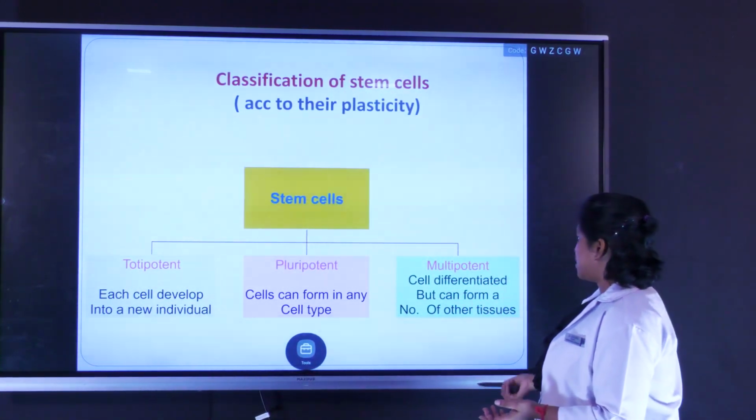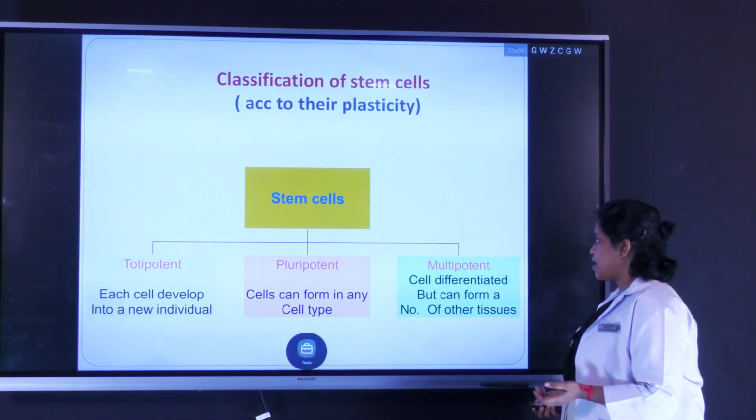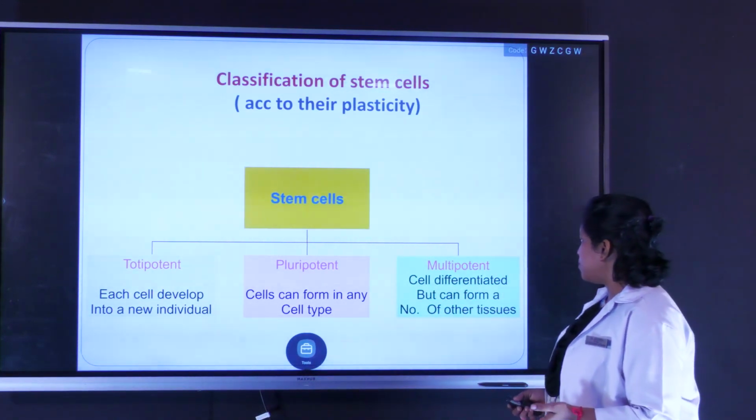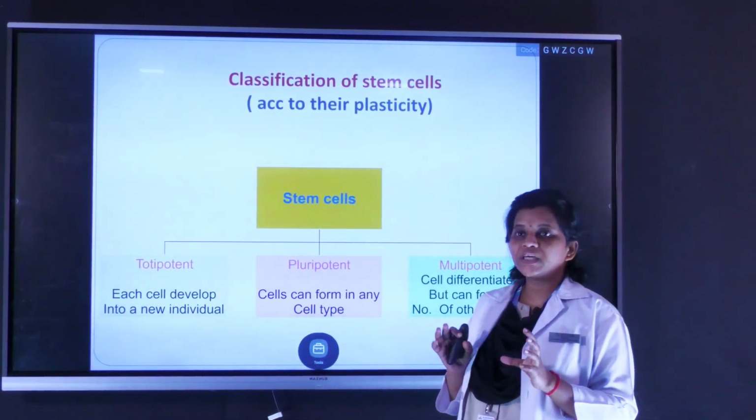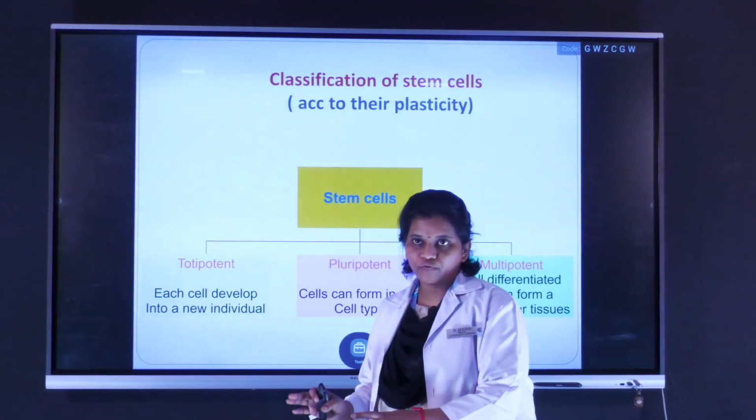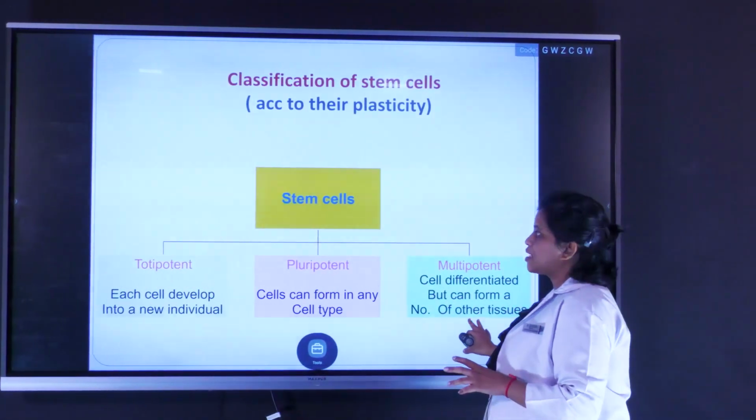Now coming to multipotent cells, multipotent stem cells are the cells which can differentiate but cannot form any other tissue. They just have the ability to differentiate, but they cannot specifically form this particular type of tissue. So those are called multipotent stem cells, right?